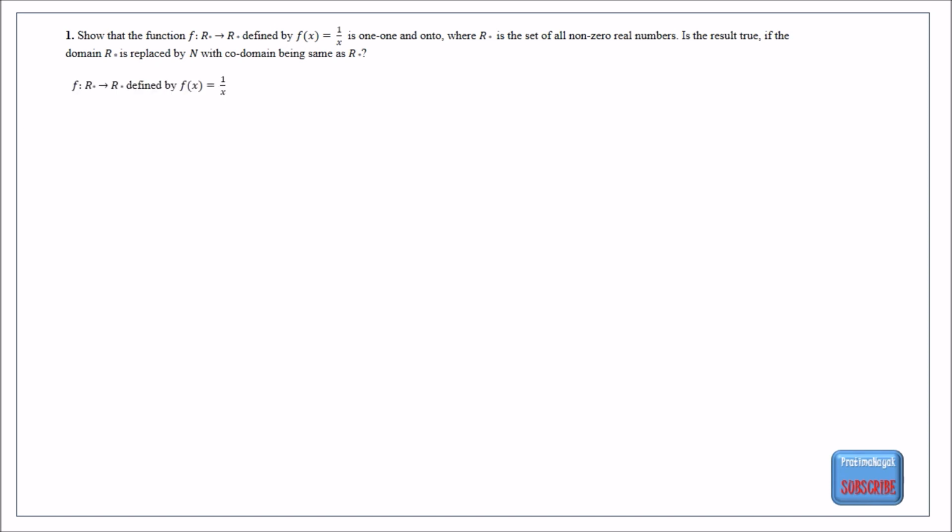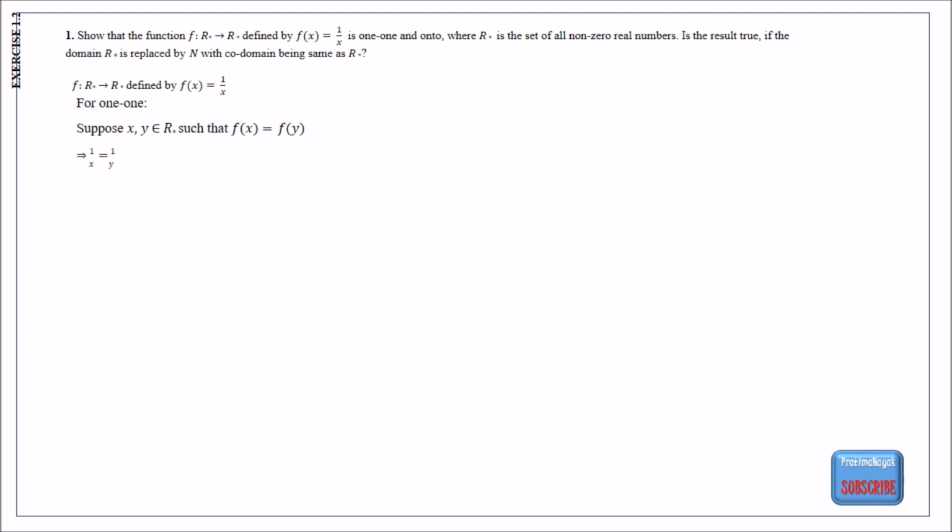So what is the function? The function is defined by f of x is equal to 1 upon x. So the first part is for one-one. What do we have to show? We have to show that if f of x is equal to f of y, then we reach the conclusion that x is equal to y. Then we can prove that it is one-one. So please note how to write the answer. Suppose x, y both belong to non-zero real numbers such that f of x is equal to f of y.